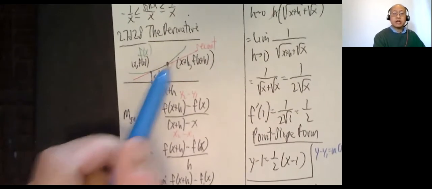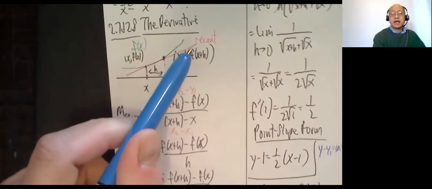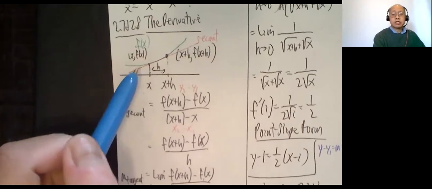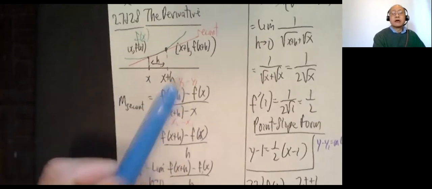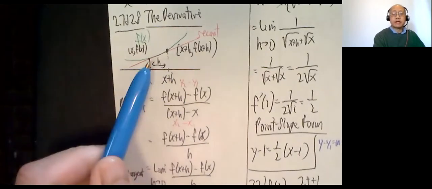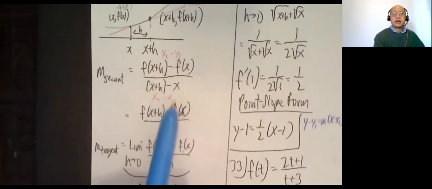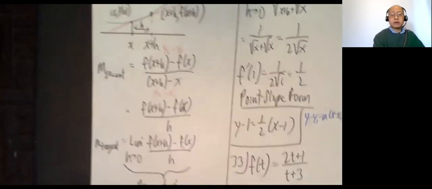If I connect any 2 points of a graph, that's called a secant line, S-E-C-A-N-T, just like the trigonometric secant, but it doesn't mean the same thing. I just connect 2 points. So what's the slope of the secant line? Well, y2 minus y1 divided by x2 minus x1. So that's f of x plus h minus f of x divided by x plus h minus x. In red, you see y2 minus y1 divided by x2 minus x1.